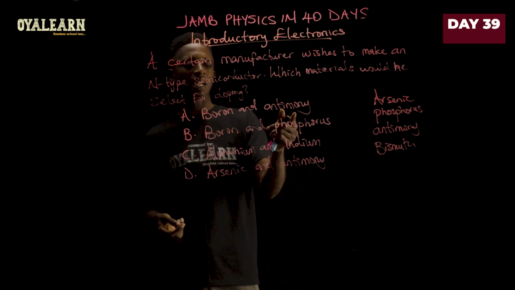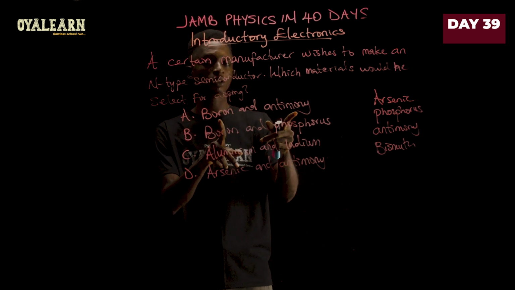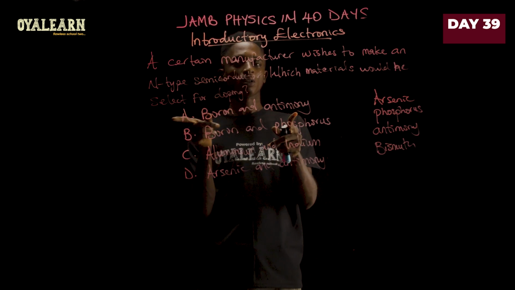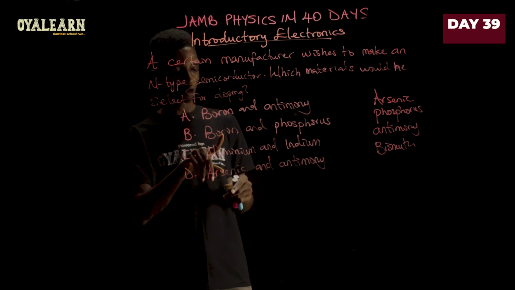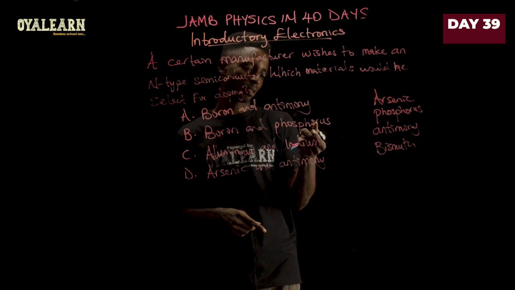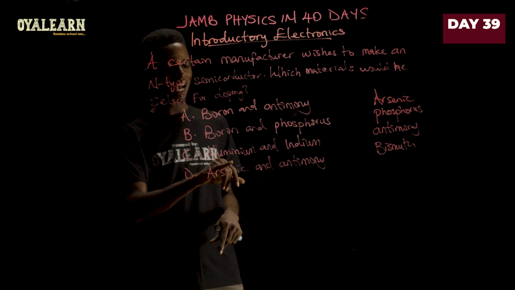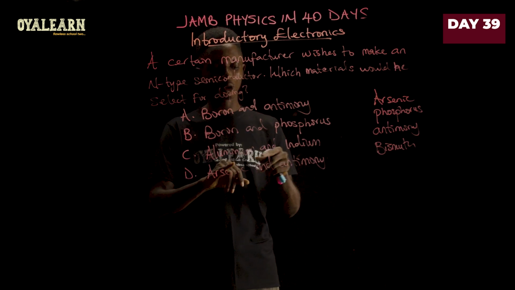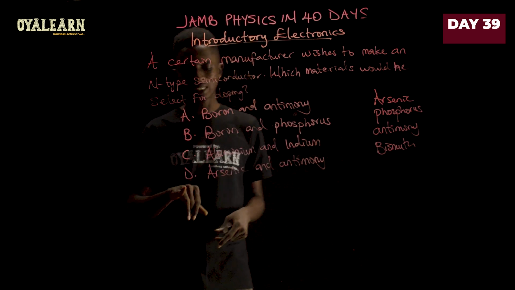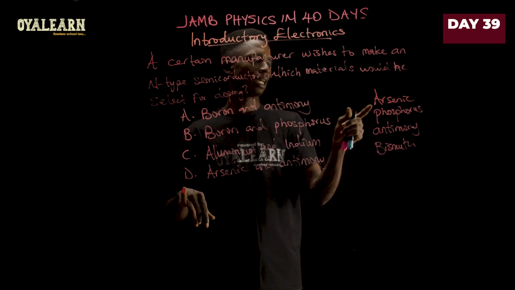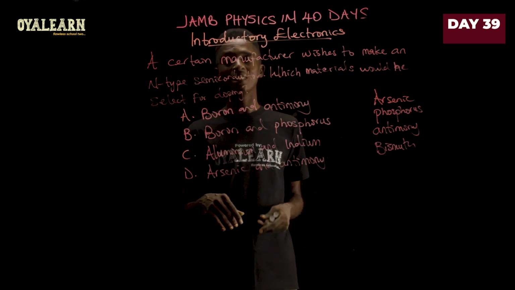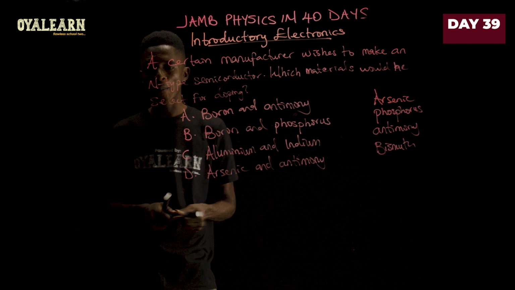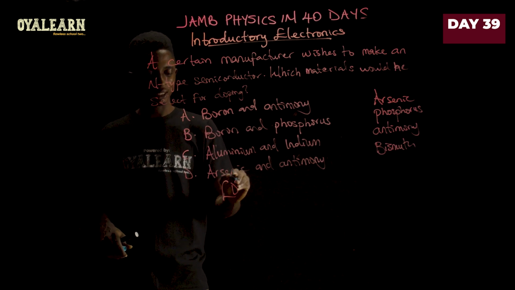So here we have boron and antimony. Antimony will work, but boron will not. Boron is for P-type. This is also boron, so P-type cancels out the phosphorus here. C says aluminum and indium, which is for P-type. Both of them will produce P-type. But D says arsenic and antimony. And arsenic and antimony produces N-type semiconductor. So that will be our answer, option D.